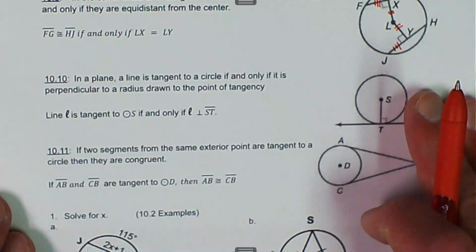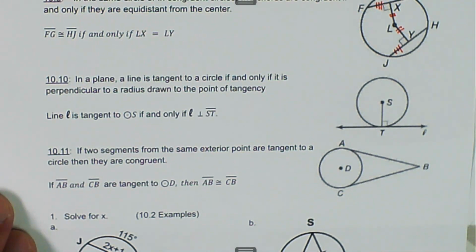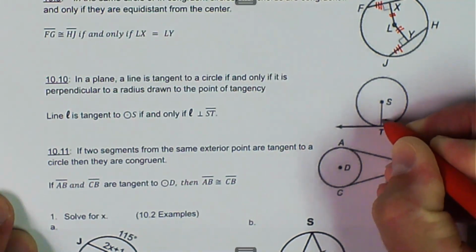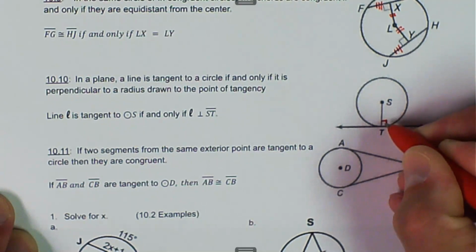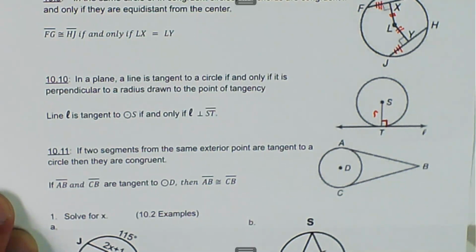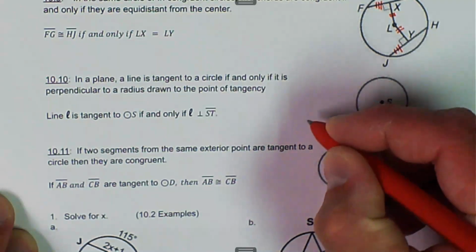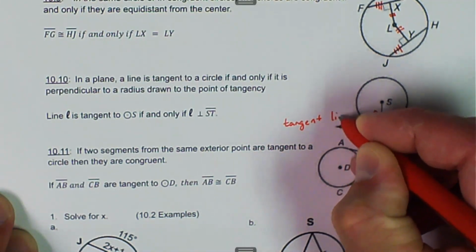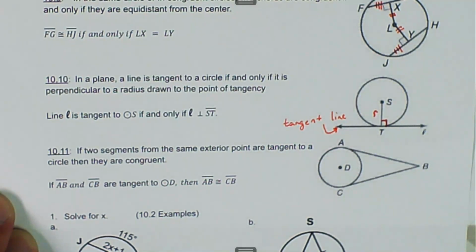Next, we have theorem 10.10. In a plane, a line is tangent to a circle if and only if it is perpendicular to a radius drawn to the point of tangency. So in this case, we have our perpendicular line right here. And then ST has to be the radius, so we can put an R there. That's the radius of the circle. And then we have our tangent line. There's our tangent line there.